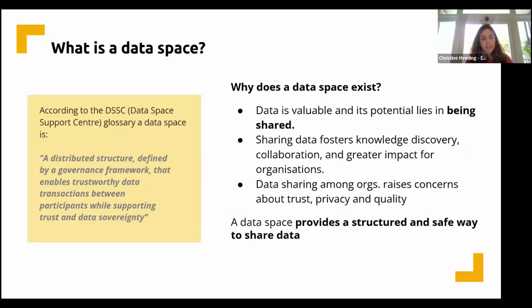So a data space is supposed to be not only a platform or a database, but rather a federated or decentralized framework built upon common principles, governance rules, and technical standards that provides a structured and safe way to share data. An important thing about a data space is that organizations retain control and ownership over the data while making it accessible under agreed conditions. This enables the development of trusted relationships and sustainable data exchange.